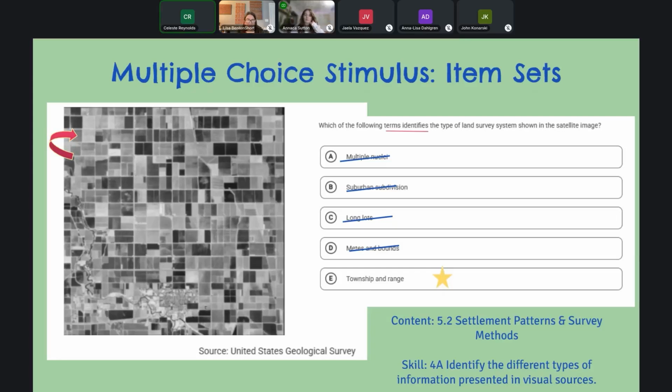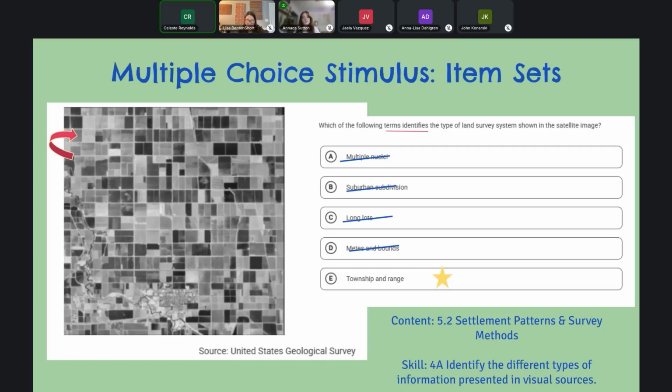So here's the second of this item set. And once again, they're using the satellite image, and it's still coming from Unit 5 when you read the question. However, this is the term identify. So this is a more beginner type of skill that they're asking the student to do. And this is also going to help your students really understand what the question is asking.